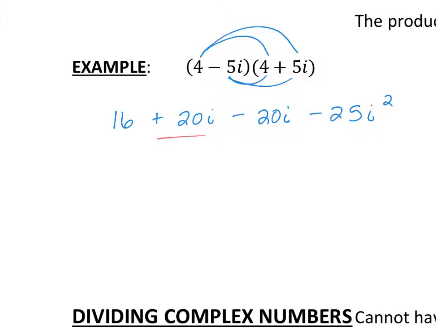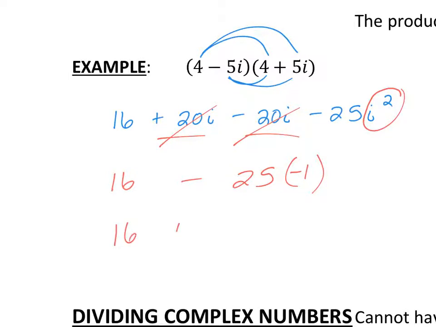Next, combine like terms. Positive 20i minus 20i, these are going to cancel. They cancel each other out. So what we have is 16 minus 25, and then this i squared is going to become negative 1. So we have 16 minus 25 times negative 1. This is really 16 plus 25. And 16 plus 25 is 41. So our answer is 41.